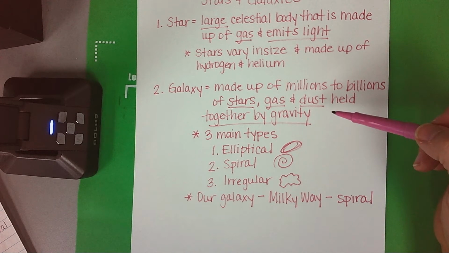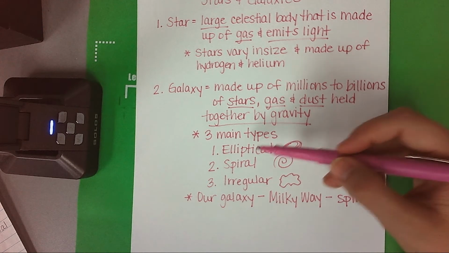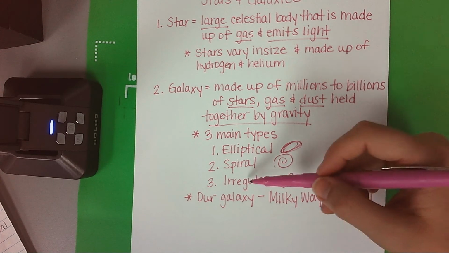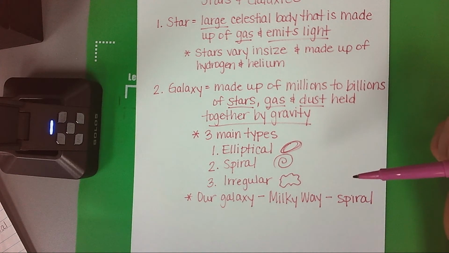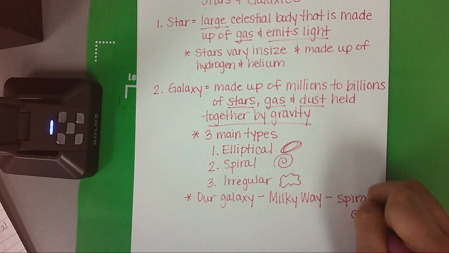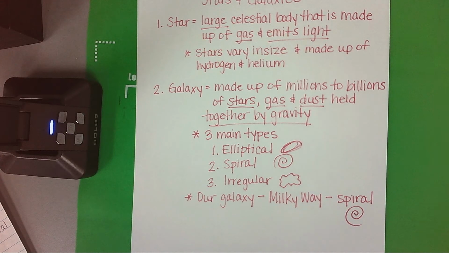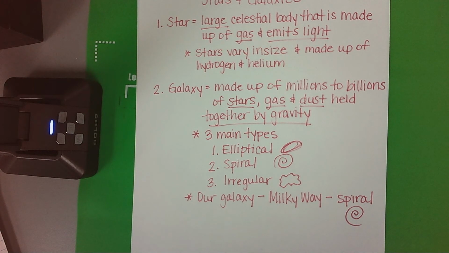Held together by gravity. There are three main types: elliptical, spiral, and irregular. And our galaxy is called the Milky Way galaxy, and it's a spiral galaxy. So remember that a spiral looks like this. All right, so the next video is going to be about the structure and the size of the universe and what exactly is a universe.